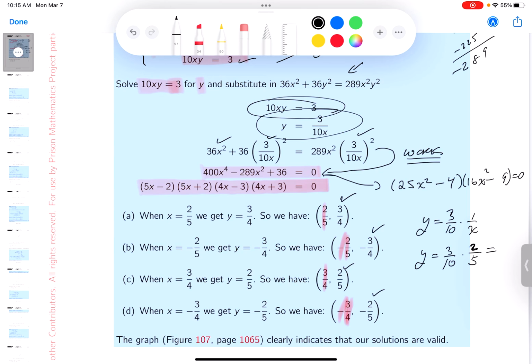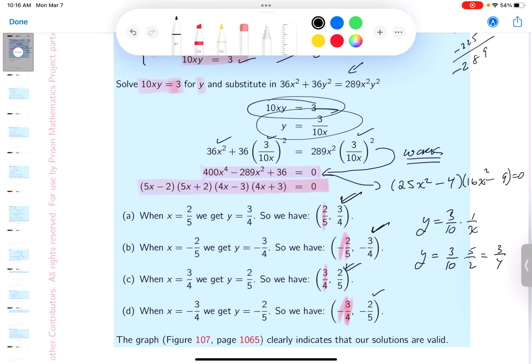What happens over there? That would be 5. Did I do that right? 3/10 of an x. Oh, I didn't put the reciprocal down. That's why I'm getting a different answer. Sorry about that. I should think before I do, right? 3/10. What's the reciprocal of x? It's 5 over 2. So what do you get over there? You get 3/4, as expected.